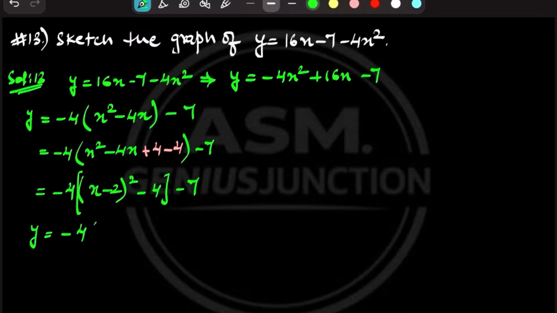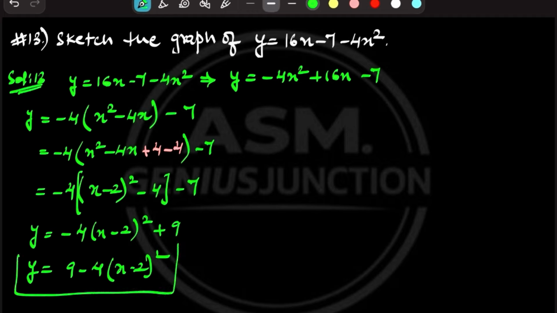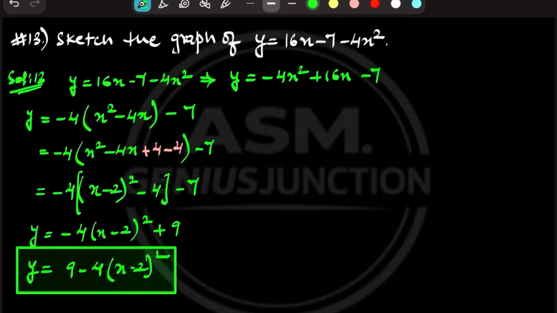Again in the next step I can write minus 4 times x minus 2 whole square. This is going to give me plus 16 minus 7, that gives you plus 9. Okay, we can rearrange the terms, so we can write it this way: 9 minus 4 times x minus 2 whole square. So this is the whole square form of the given function. Now, how do we use this whole square concept to find the maximum and minimum value? Let's understand right over here.